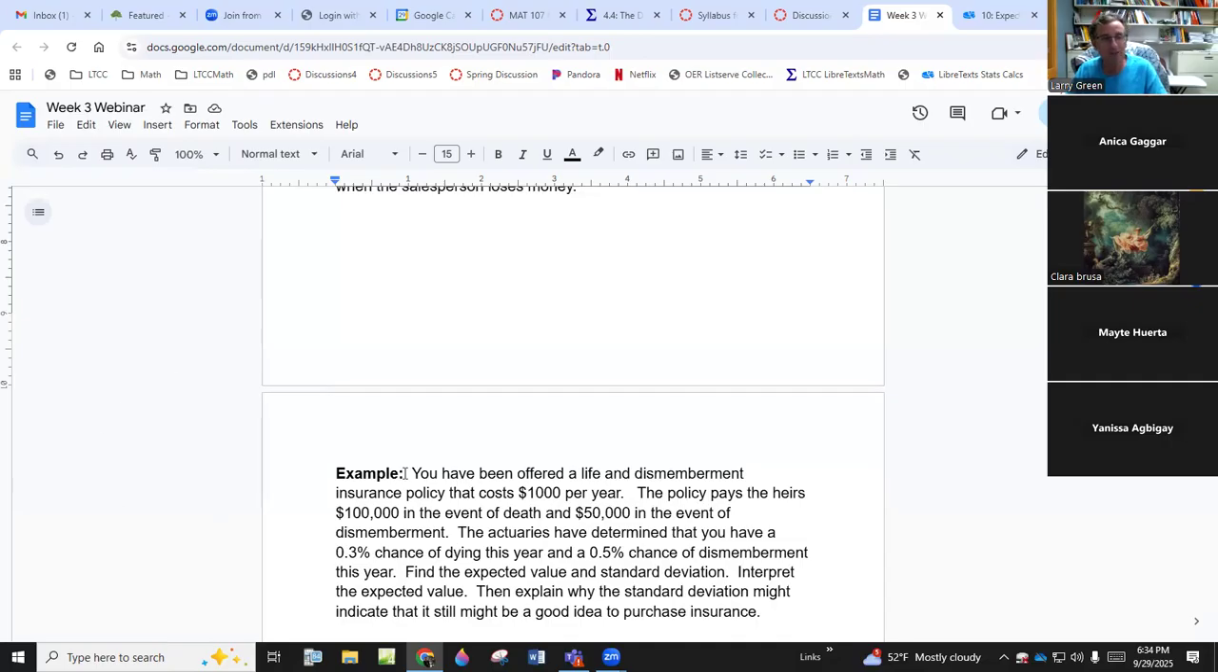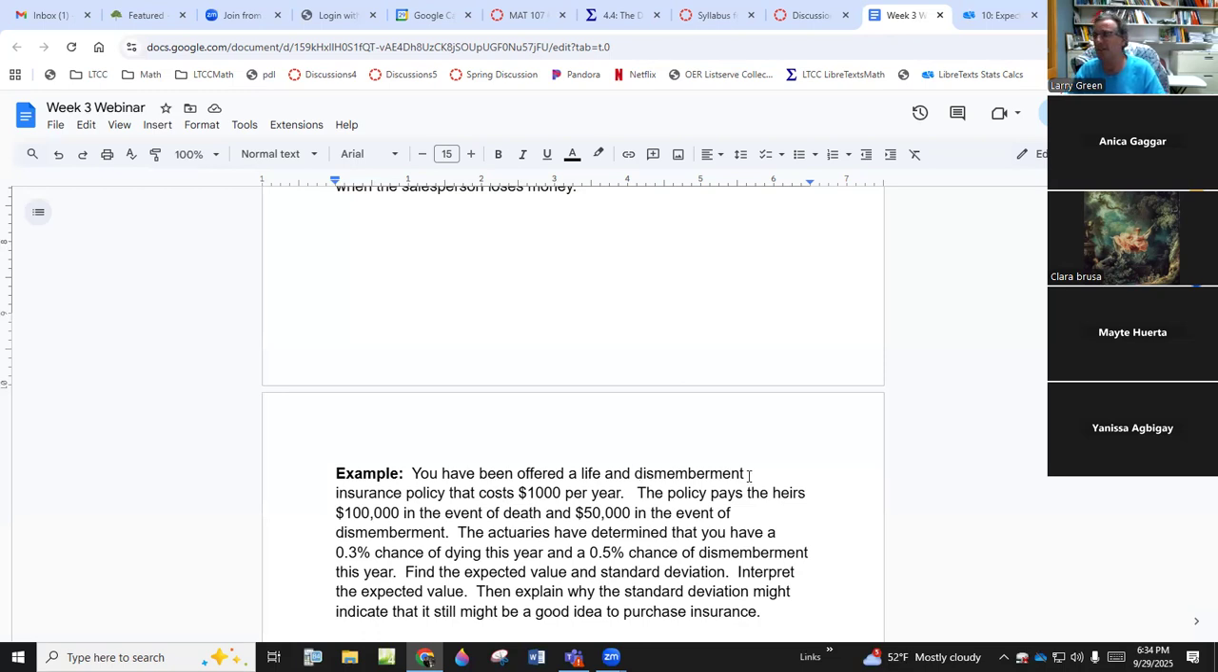So let me give you an example, but you're on the other side. You're the person buying the insurance instead of the person selling it. You've been offered a life and dismemberment insurance policy that costs $1,000 a year. You probably all know what life insurance is. Do you know what dismemberment is?